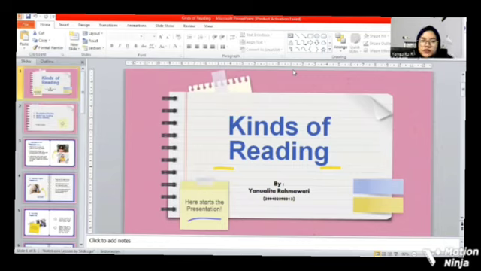Today I would like to present about kinds of reading. Before I start the presentation, let me introduce myself. My name is Yanualita Rahmawati, and I am a student of the English Education Study Program from University PGRI Kanjuruhan Malang.